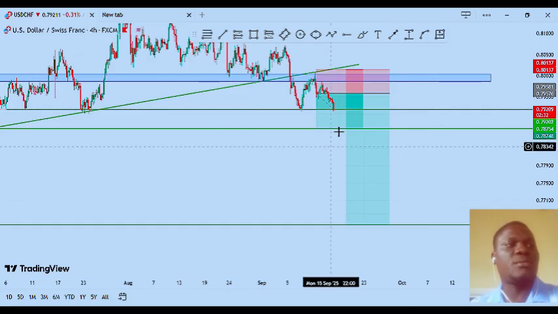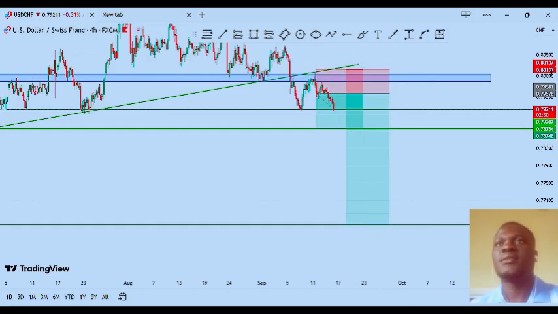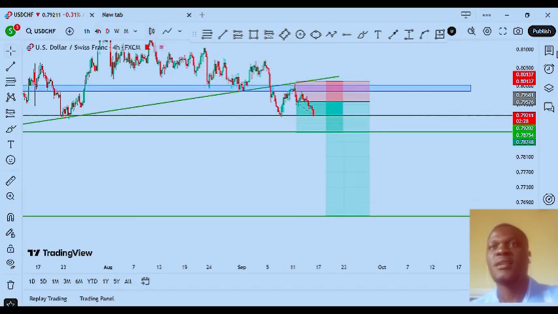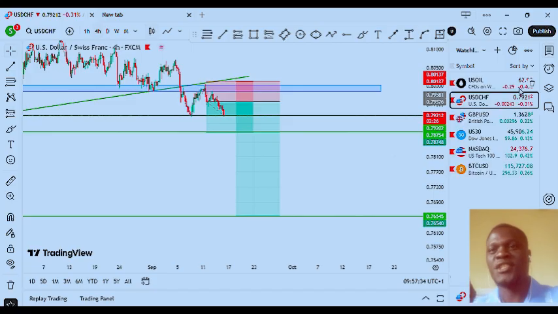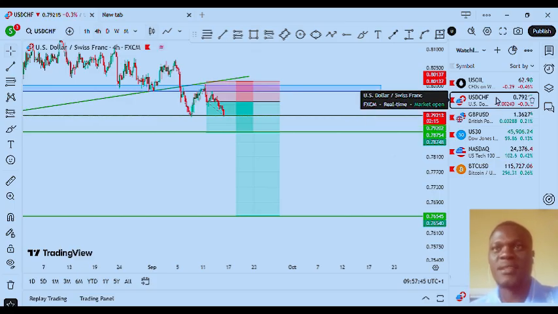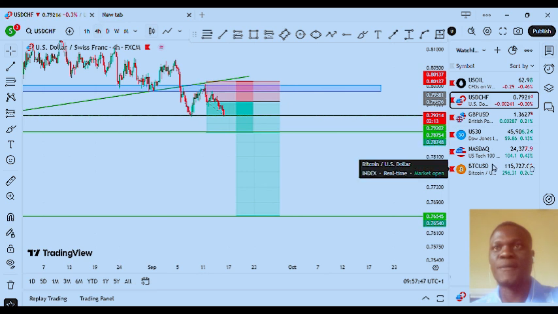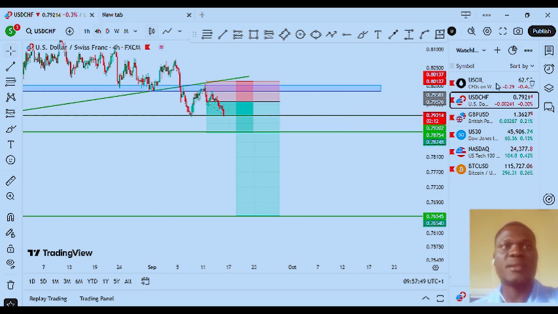Now let's look at Bitcoin. Let's look at Bitcoin before we look at GBP, and I will show you why we got stopped out on GBP and how we can also find entry on GBP. First of all, let's look at the Bitcoin market.